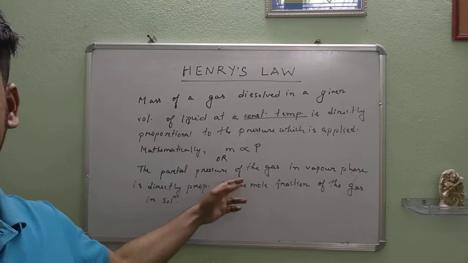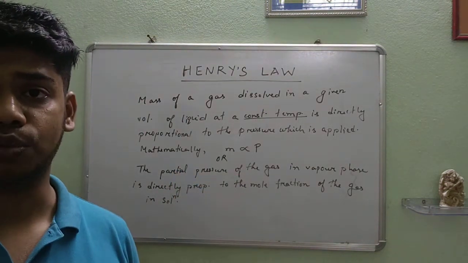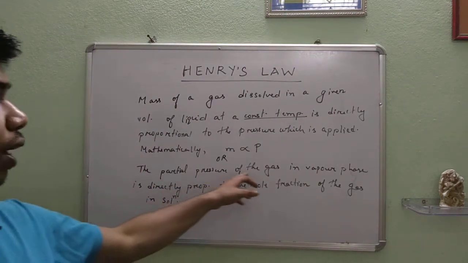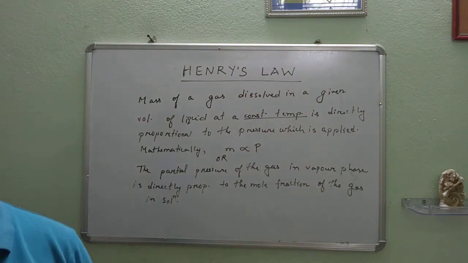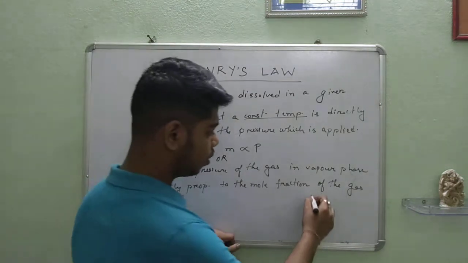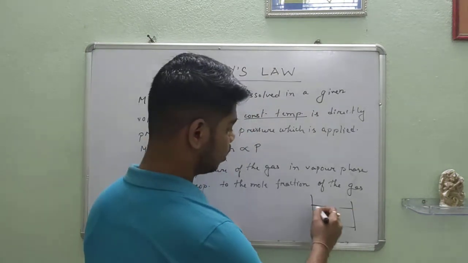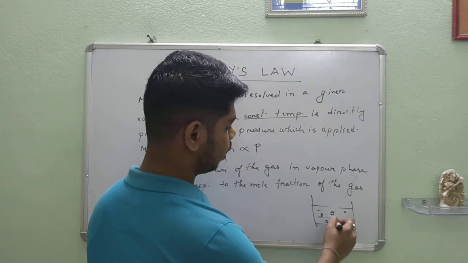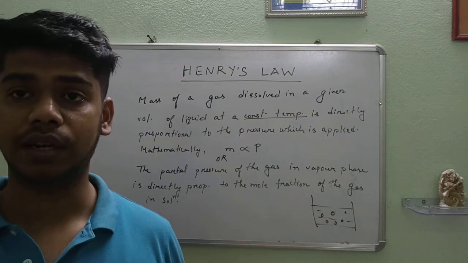The partial pressure we know. It is the pressure exerted by a gas when it is present alone in a container. The partial pressure of a gas in vapor phase is directly proportional to the mole fraction of the gas in solution. Suppose we have a container here. There is a liquid, say, and gas molecules are dissolved in it. So these gas molecules will exert a pressure.